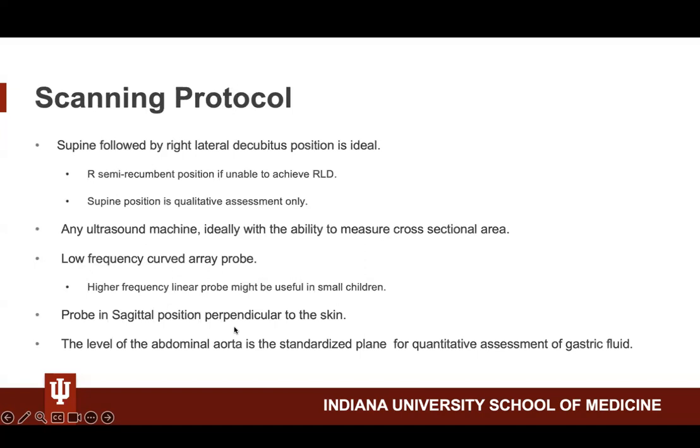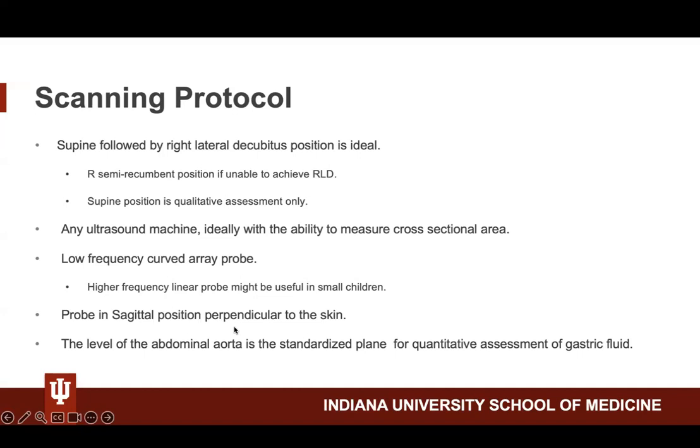In patients that are unable to achieve the right lateral decubitus position, the semi-recumbent position is a reasonable alternative, especially for pregnant patients, critically ill, or in traumas. Any ultrasound machine should be sufficient, ideally one with the ability to measure the cross-sectional area of the stomach. Use ultrasound gel as the acoustic medium. If applicable, choose an abdominal setting. A low-frequency curved array probe is most useful, though a higher frequency probe might be useful in small children.